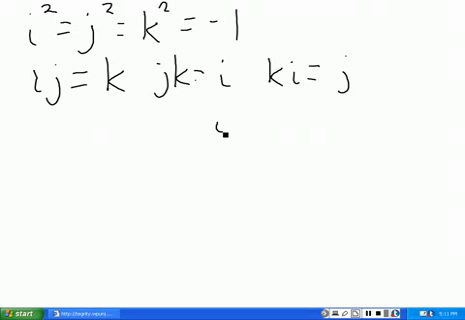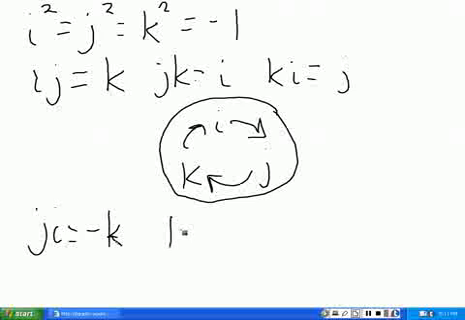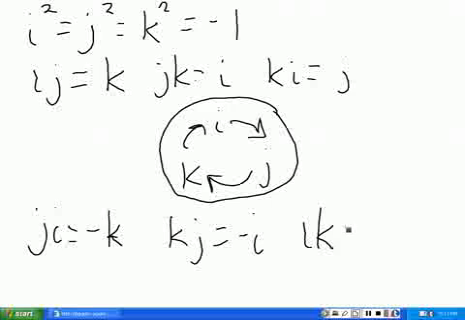So what we can do is draw a little picture here. If you take i times j, you get k. If you take j times k, you get i, and if you take k times i, you get j. However, if you go against this wheel, so you go against the arrows in that little picture, you have to toss in a negative. So ji is -k, and kj is -i, and ik is -j.